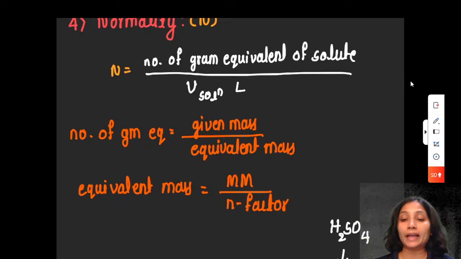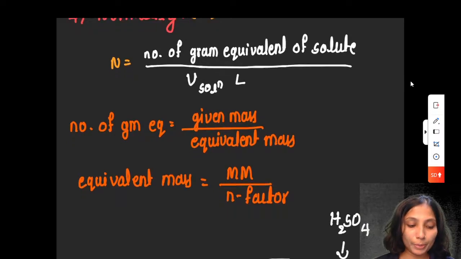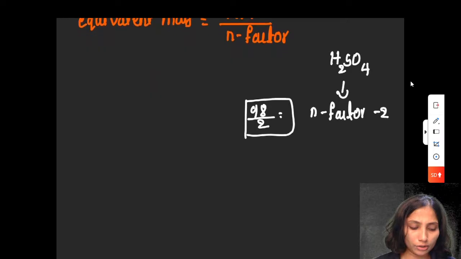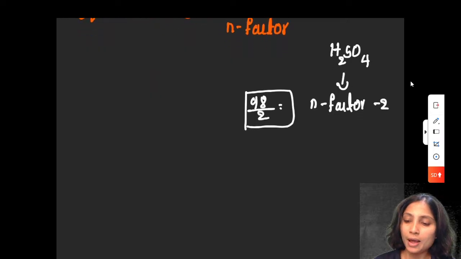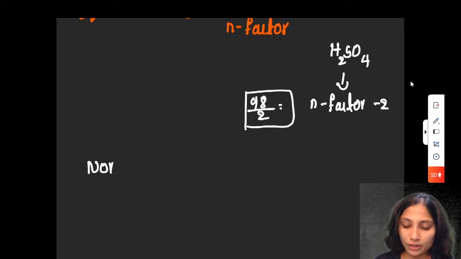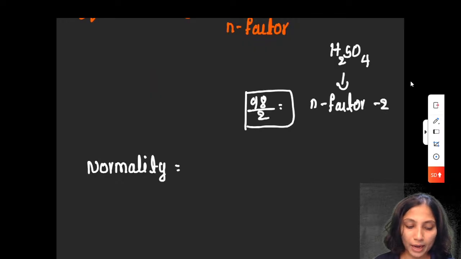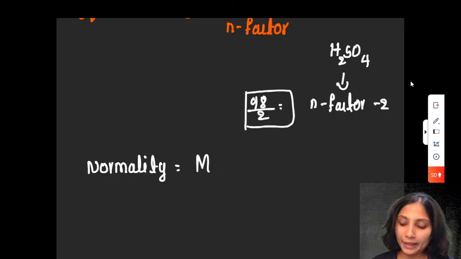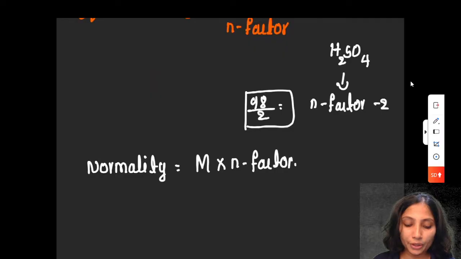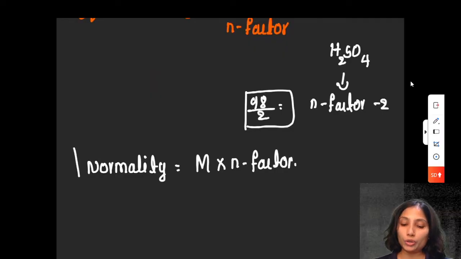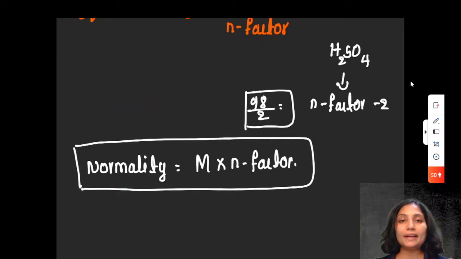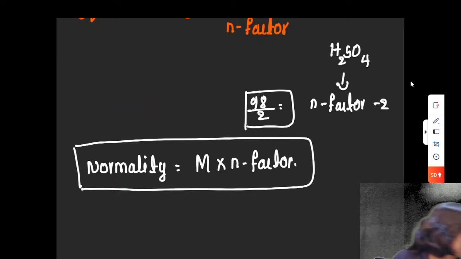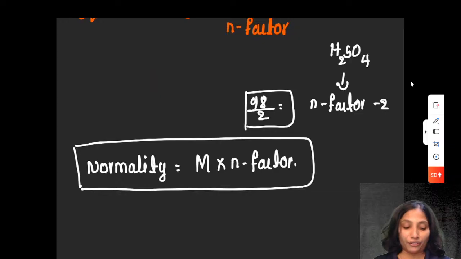And one more thing, normality can also be calculated, or you will get normality of solution by multiplying. Normality is equal to molarity into n factor. This also gives normality. If you multiply molarity with n factor, you will get normality of the solution.